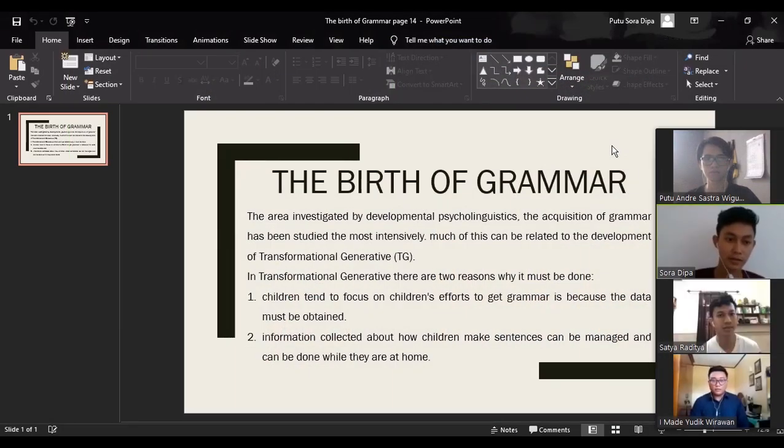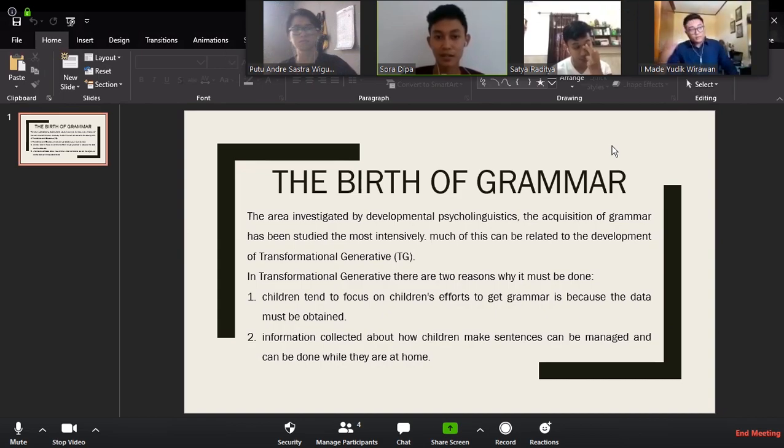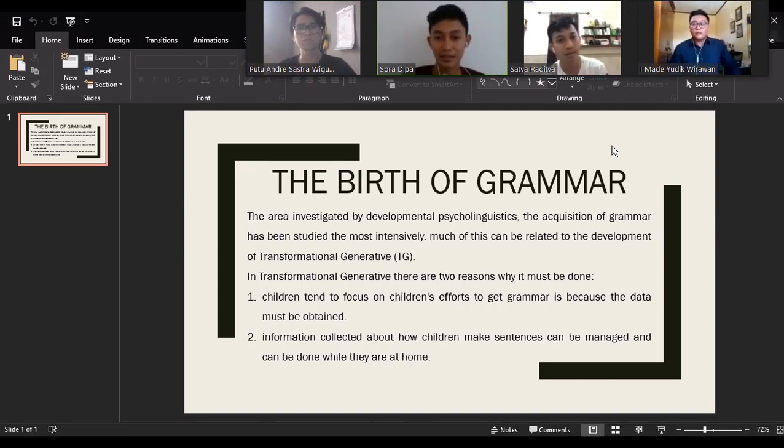The birth of grammar. The area investigated by developmental psycholinguistics, acquisition of grammar, has been studied the most intensively. Much of this can be related to the development of transformational generative grammar, because transformational generative is always involved most certainly in the study of sentences. In transformational generative, there are two reasons why it must.